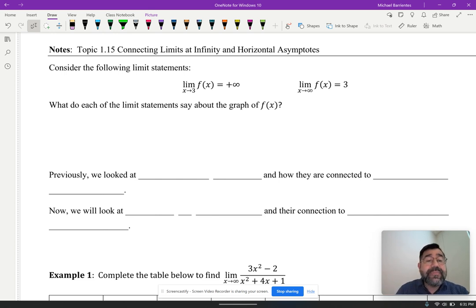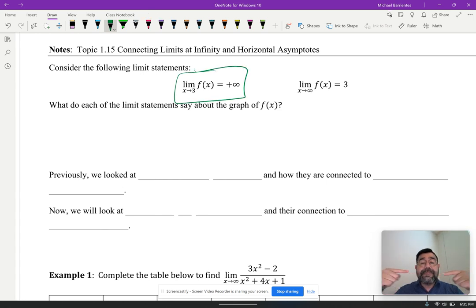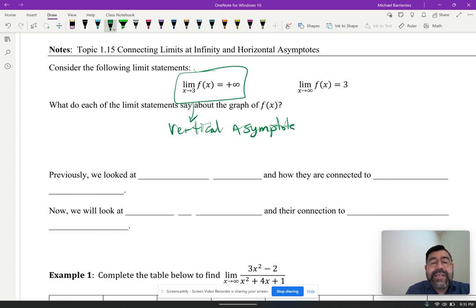A perfect example of this would be this statement right here. This statement is telling me that as x approaches 3, the function goes to positive infinity. So the first limit describes a vertical asymptote. And I know that because the outcome of taking this limit is positive or negative infinity, in this case, positive infinity.